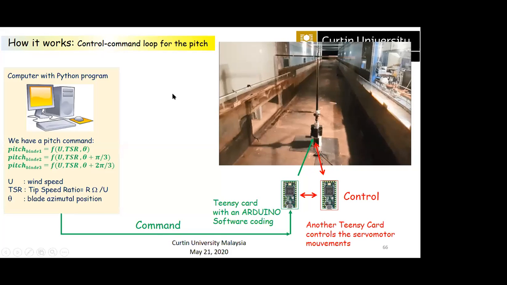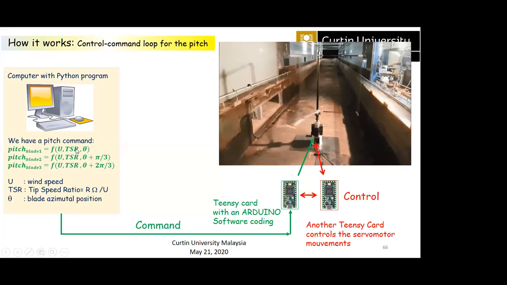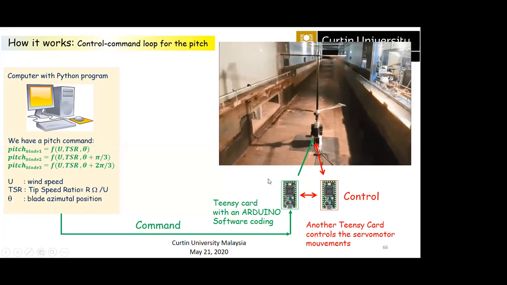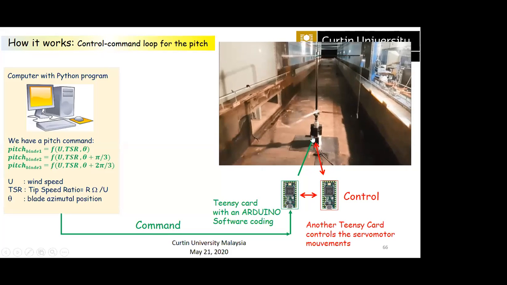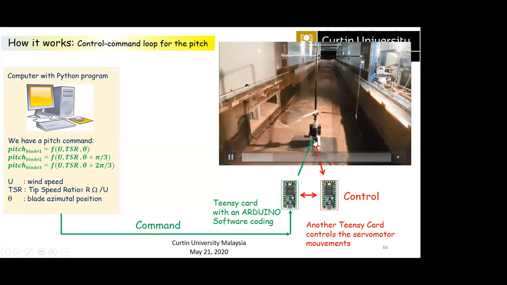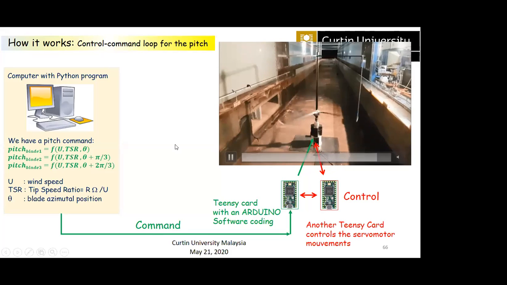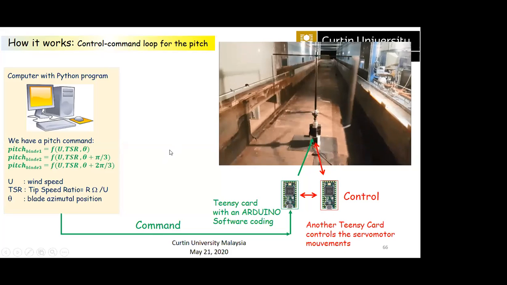The mechanism involved here was a computer control code, and with that control code we sent commands to an Arduino card, and that card is installed in the turbine section and gives commands to the servo motors to control the arm movements. So that was the basic fundamental thing.